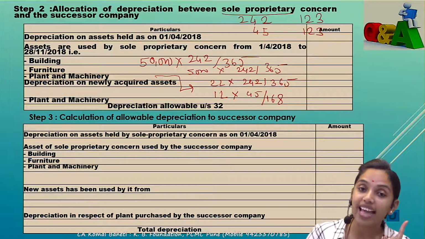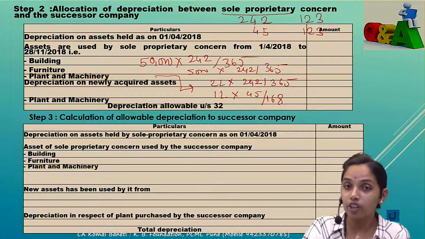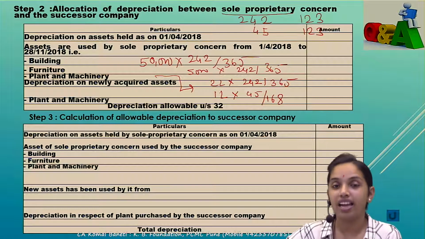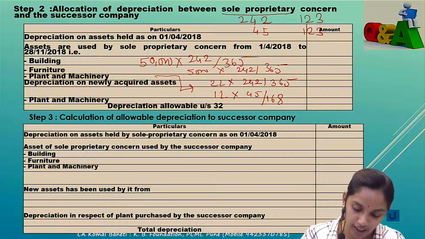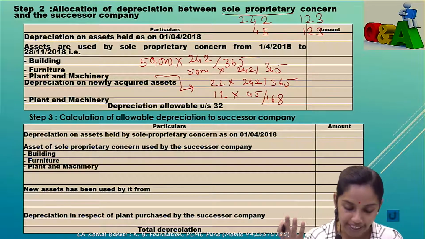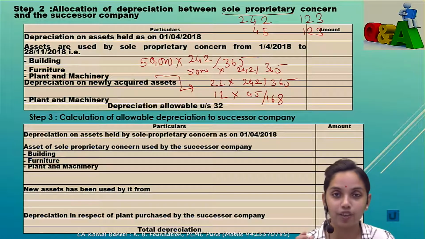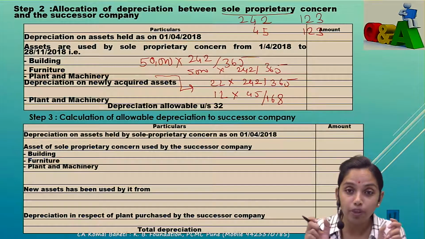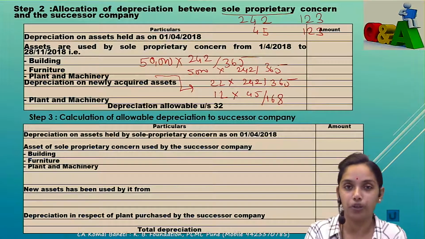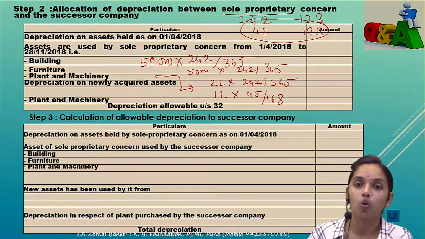Now, what are the additions during the year? When you added it into the block, you added it on the 15th of October. So from the 15th of October to the 28th of November, how many days? Do calculate it out. You had added it on the 15th of October only, na? So the 15th of October to the 28th of November comes to 45 days. And then from the 29th of November to the 31st of March, it comes to 123 days. So the depreciation of that new plant should be allocated between both of them not in the ratio of 242 to 123, but in the ratio of 45 as to 123.